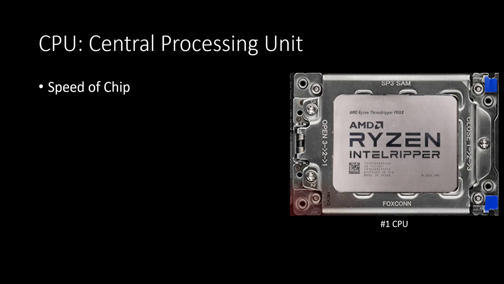So for the CPU, the main thing you want to look at is the speed of the chip. You've heard this term before, it's usually gigahertz. Right now it's between 3.5 and 5 gigahertz processors, and in general, faster is better.